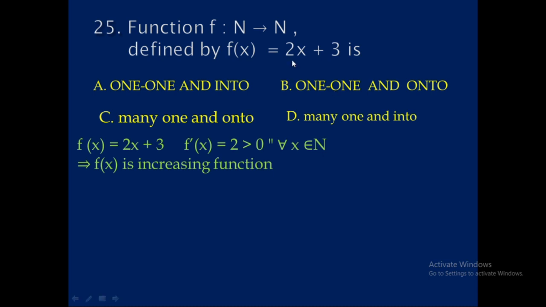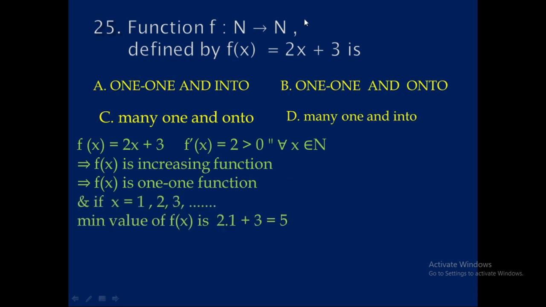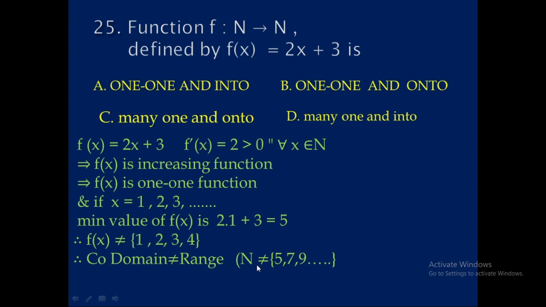It is clear? Next, verify onto. Onto means the codomain is exactly equal to the range. Here the codomain is the set of natural numbers, and the domain is also the set of natural numbers. Now the range of the function: f(1), the first image, is 5. f(2) is 7. f(3) is 9. It means the range of this function is the set containing odd natural numbers greater than or equal to 5: 5, 7, 9, and so on. This is not the set of natural numbers.